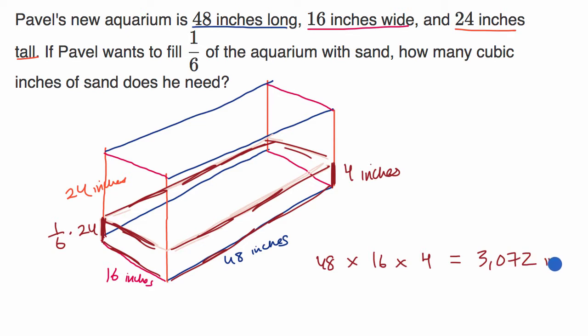3,072 cubic inches. So you could write that as inches cubed, or cubic, or you could write it out as, sometimes you'll see it either way, cubic inches. And we're done.